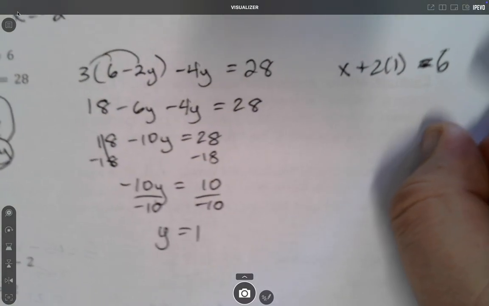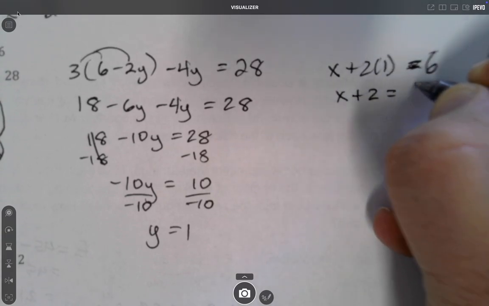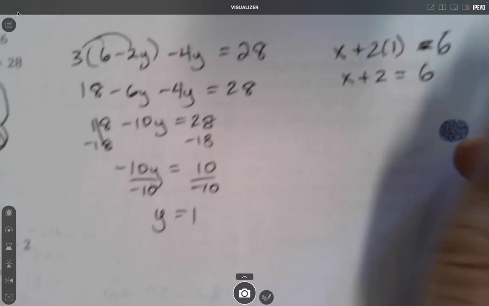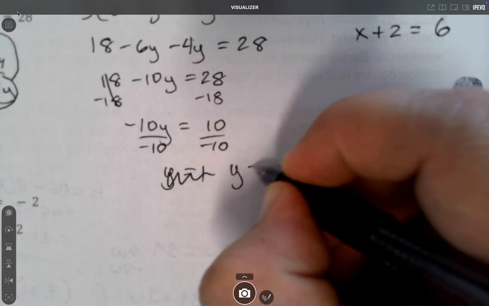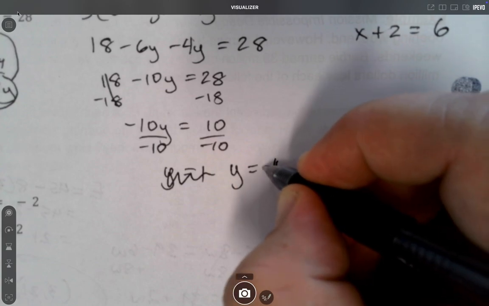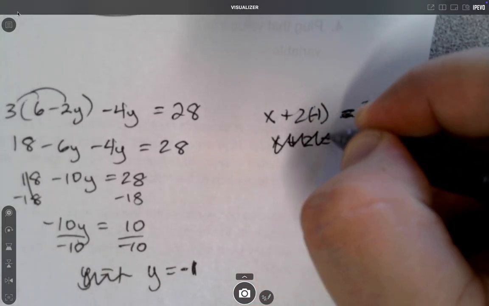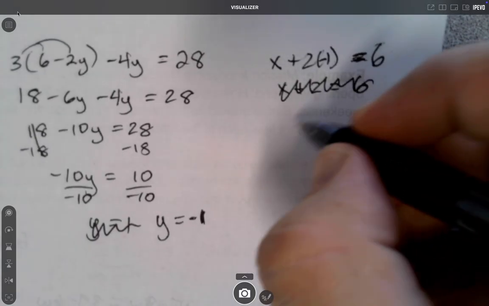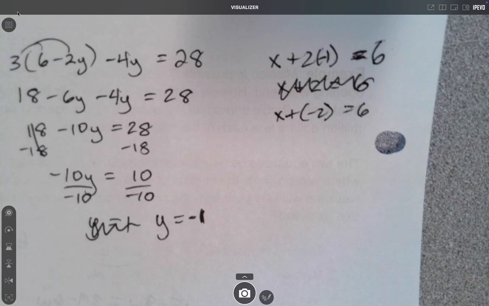Oh, and actually, I'm going to go and finish this first, and I'll tell you something. So x plus 2 equals 6. Oh, my mistake. Sorry. 10 divided by negative 10 is negative 1, not positive 1. Darn. So I need to plug in negative 1 right here. So I get x plus negative 2 equals 6.